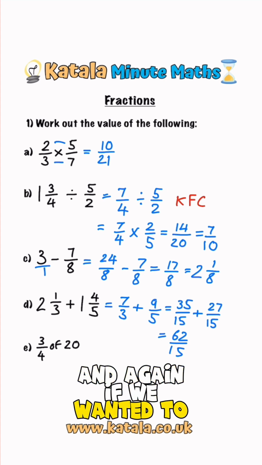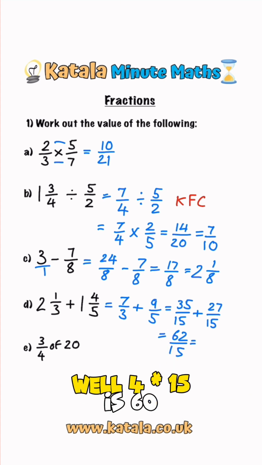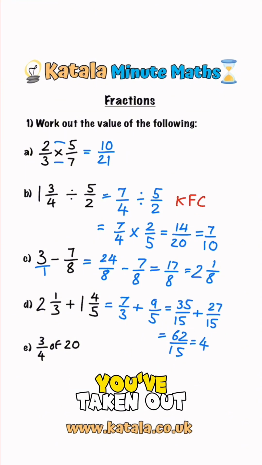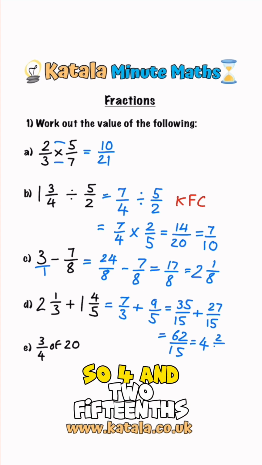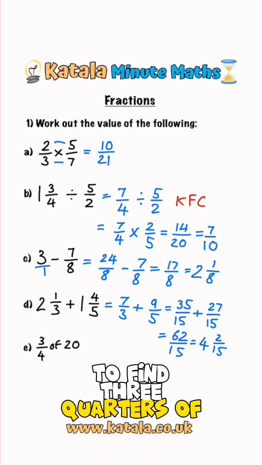And again, if we wanted to write this as a mixed number, how many 15s go into 62? Well, 4 times 15 is 60. So we can take out 4. And 62 minus that 60 we've taken out would just be 2. So 4 2/15. And in the last question here, we've been asked to find 3/4 of 20, where you're asked to find a fraction of something.